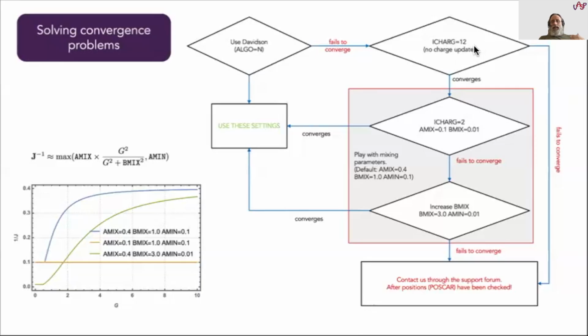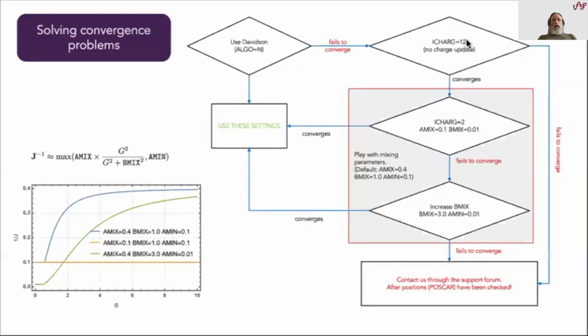If the calculation doesn't converge, then the problem is not in the mixer. So then we end up here. It says check your positions and contact us through the support forum. Well, I would like to add to this: before that, you might try a different optimizer. So try the conjugate gradient, for instance.